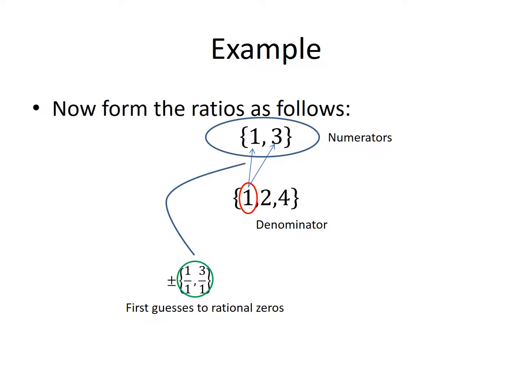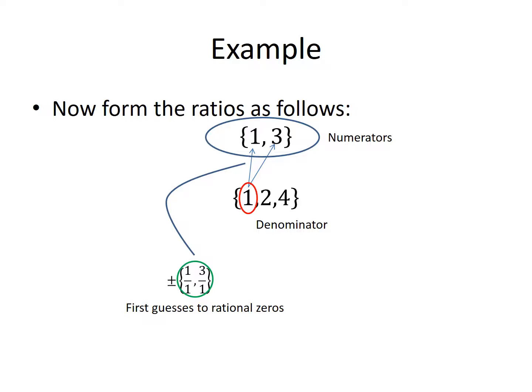Now, in order to use the Rational Zero Theorem, we're going to form the ratios as described in the theorem itself. So what we do is we list out all the factors of the constant. That's what's up here circled in blue, and it's labeled with numerators. And the reason why is because these are going to form the numerators of all of our possible rational solutions. Below that, we have all of the factors of the leading coefficient, and these values will form the denominator for each of our possible rational solutions.